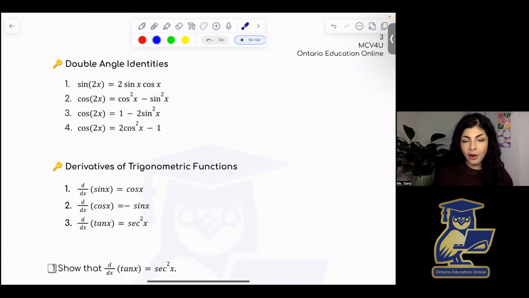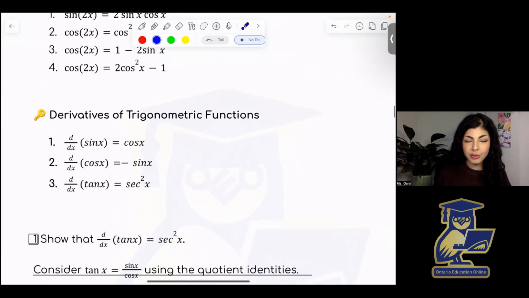And we're finally at our derivatives of trigonometric functions, which is what we've been waiting for this lesson. So for sine x, the derivative is actually going to be cosine of x. And the derivative of cosine of x is going to be negative sine x. So pretty simple to remember. And our tangent function, the derivative, that one is a little bit more unique to remember, but it's the secant squared of x. So we're going to actually see why the derivative of the tangent is equal to secant squared of x using some of the identities we just saw.